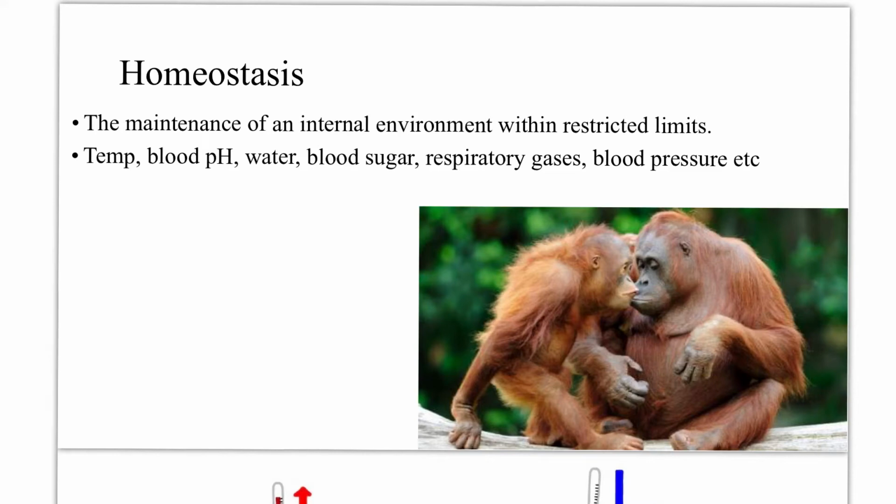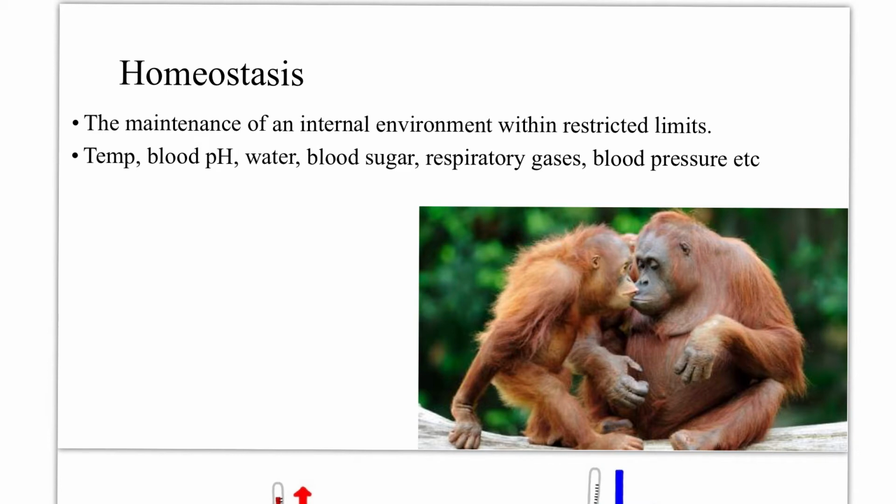So this is just a brief introduction to homeostasis and also having a look at temperature regulation. As you already know from GCSE, homeostasis is the maintenance of a constant internal environment, or the maintenance of an internal environment within restricted limits. Some of the things inside our body that we need to maintain within these restricted limits are temperature, blood pH, and let's just have a quick think about the things that can affect blood pH.